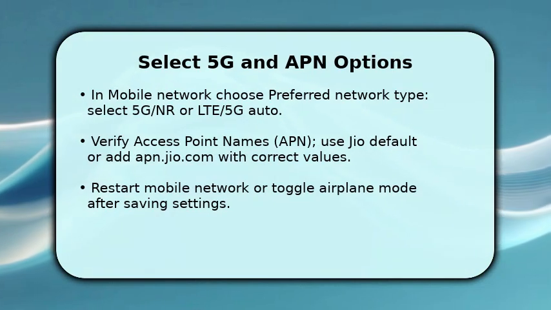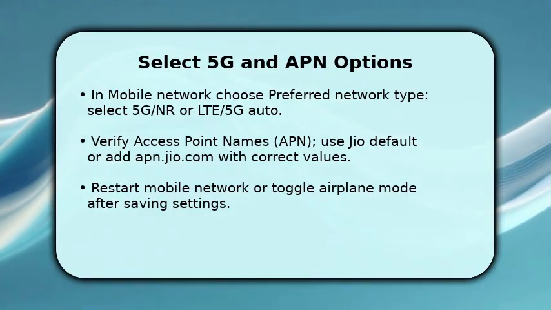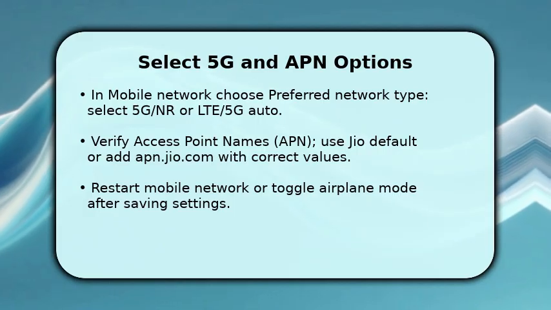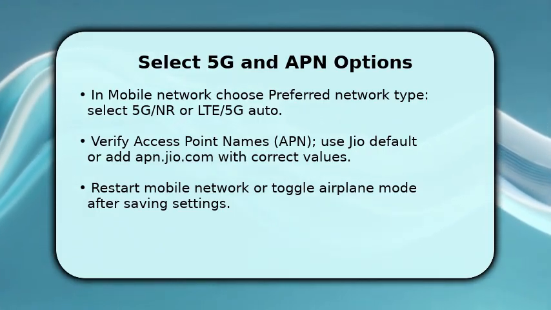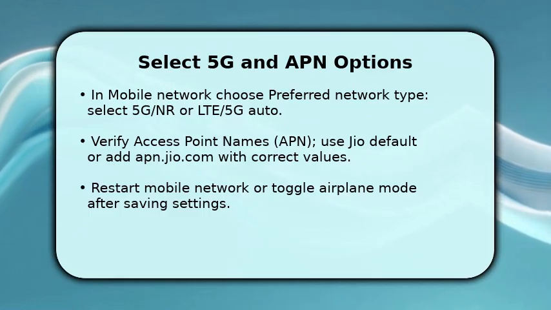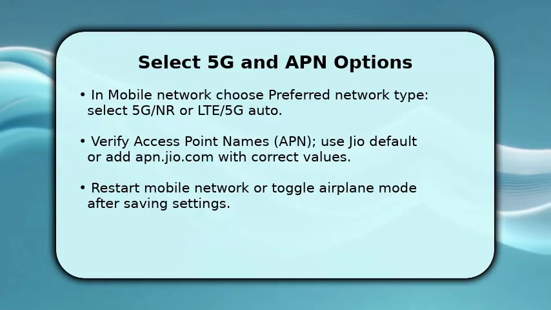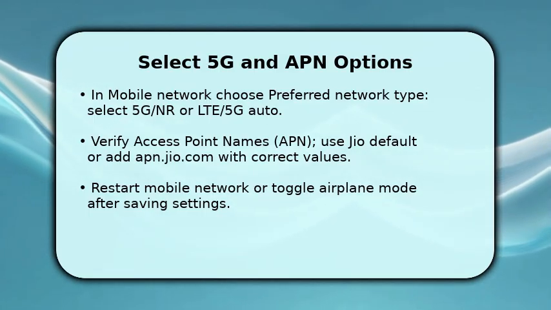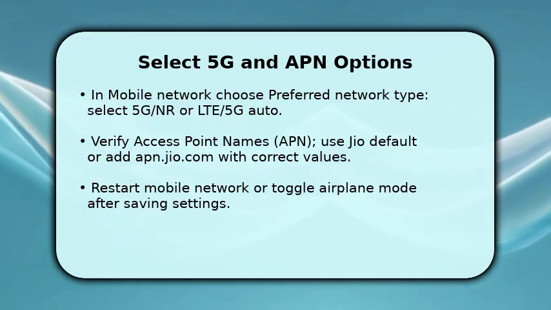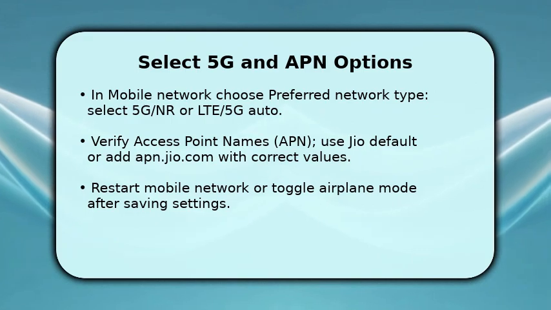Next, focus on the core settings. Under Mobile Network, pick Preferred Network Type and select 5G/NR or an LTE/5G automatic option so your phone can switch seamlessly. Then check APN. If it's missing, add a new APN using the Geo profile values, hostname APN.Geo.COM, because the APN tells the network how to route data. After saving, either restart the phone or toggle airplane mode to force a re-register. This ensures the updated profile is applied immediately.